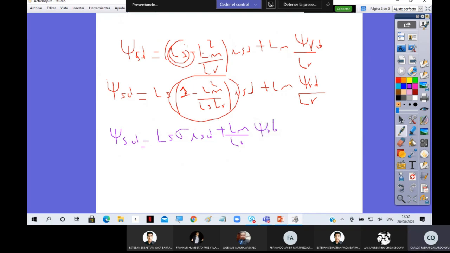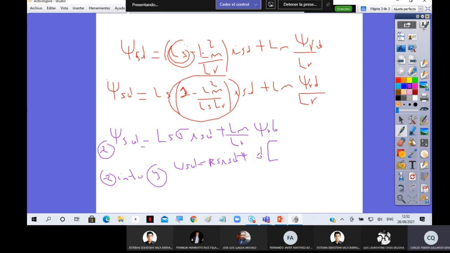Let's call this equation C. So substituting equation C into equation Y, I get the stator voltage on the d-axis equal to the stator resistance times the stator current on the d-axis plus, substituting, the derivative.